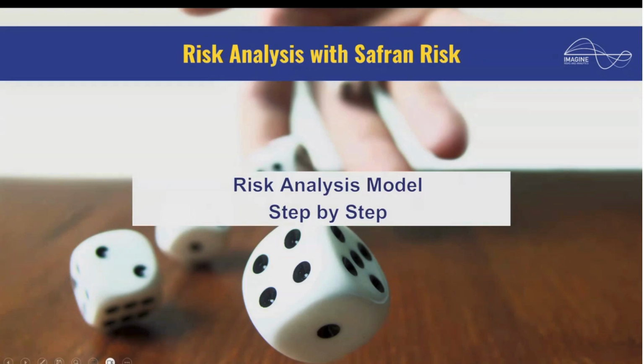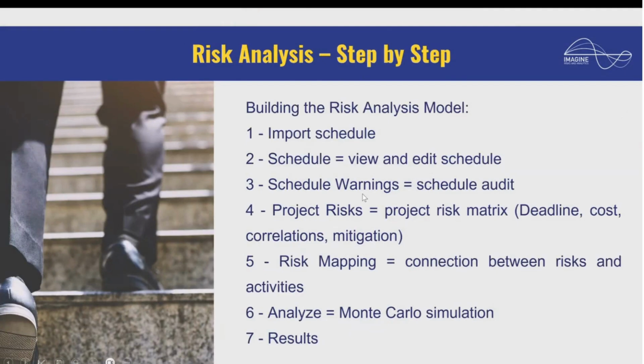So now let's go into the software and let's do the analysis step by step, okay? So basically in 7 steps, we can go from scratch and build our risk analysis model in Safran Risk, okay? We'll start by importing the schedule, then we'll look and edit whatever is needed in the schedule itself. There is a schedule audit tool, some warnings that we'll face if your schedule is not mature or if your schedule has issues that might affect your risk analysis. Safran will tell about that. We can check those. Then we model all the risks that we deem important, relevant for the project.